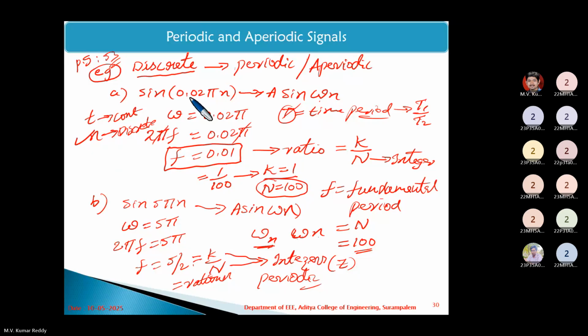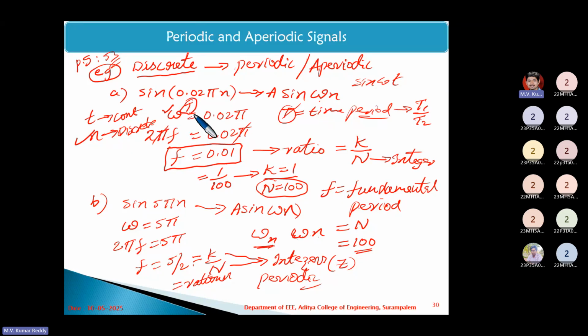Now compare with A sin omega N. If it is continuous, then it is called omega T, but here it is discrete, so sin omega N. Compare both. Omega value is 0.02 pi. Previously, whenever we got omega, we found capital T.